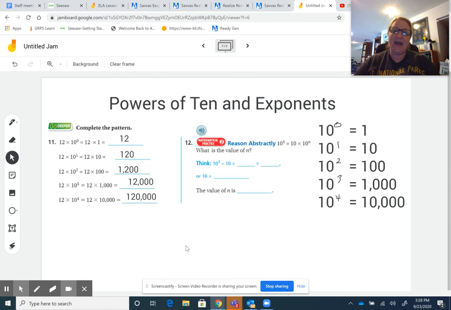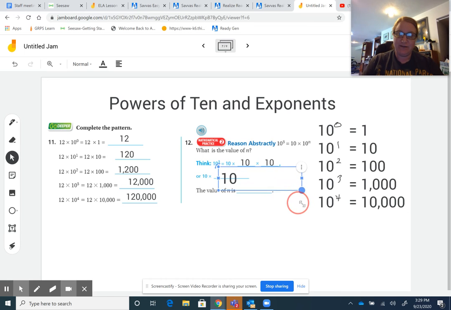Now, here's a little bit of a challenge. It says reason abstractly. The third power of 10 equals 10 times 10 times a question mark, or an N. We don't really know it, but we know that it needs to be 10 times 10 times 10. So how many 10s are inside that box right now? It's 2. So that would be the same as 10 times 10, 10 to the second power, because there were 2 zeros there. So the value of N is 2.